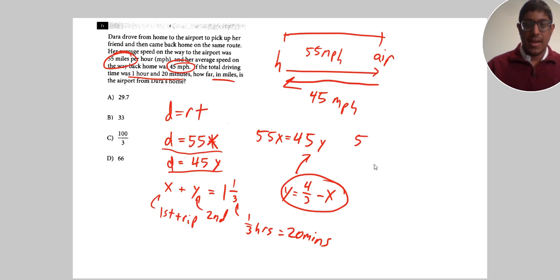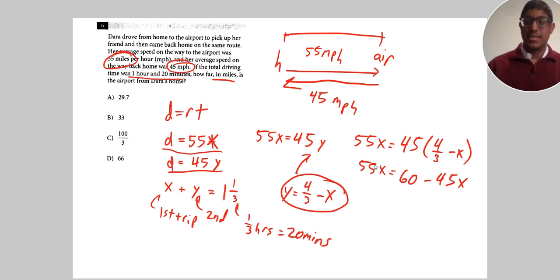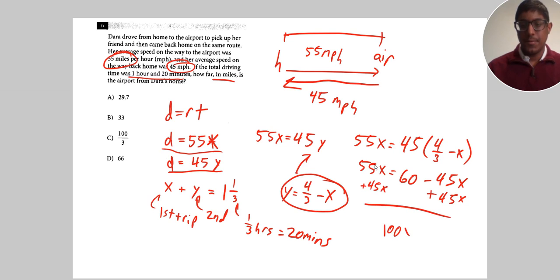And then we substitute that in. So that gives us 55x equals 45 times 4/3 minus x. That gives us 55x equals 60 minus 45x. And we continue doing our math here. Add the 45x to both sides. It's just arithmetic from here on out. 100x equals 60, or x is 0.6.